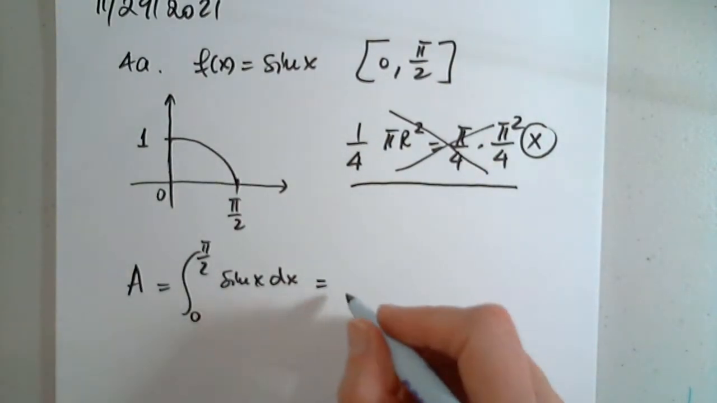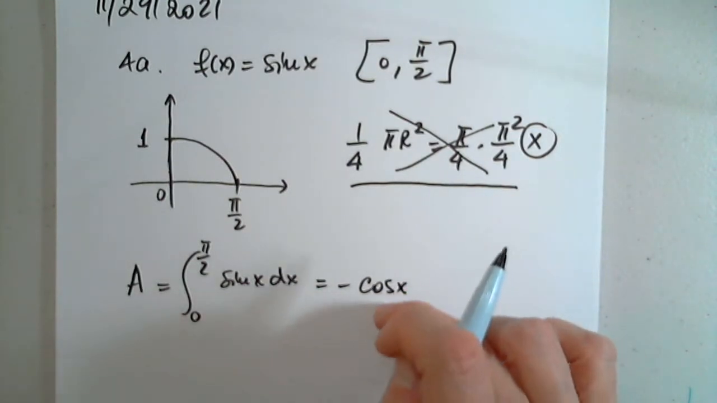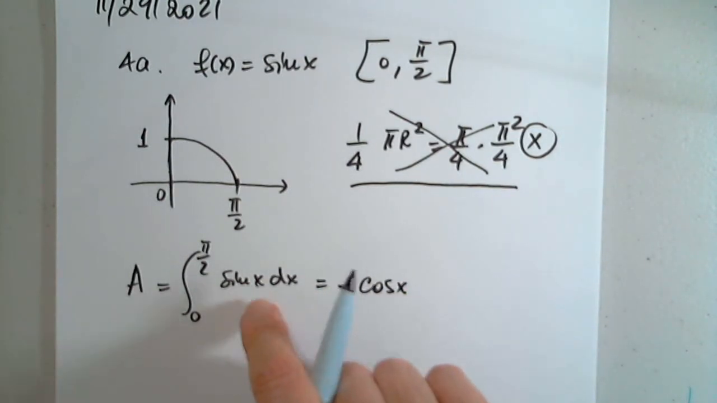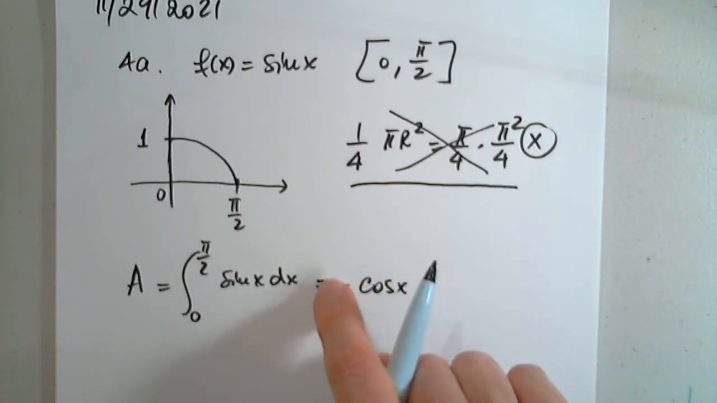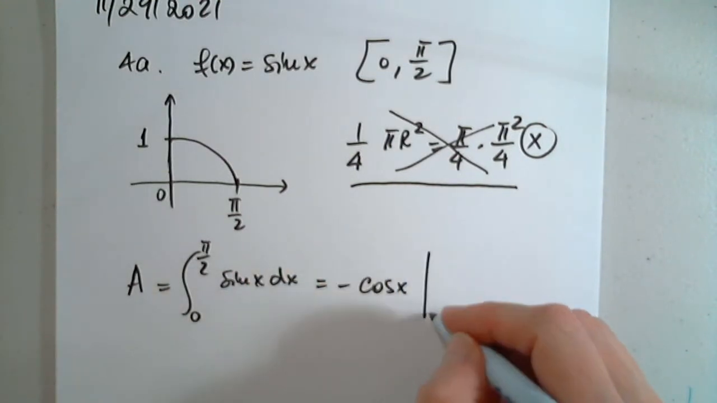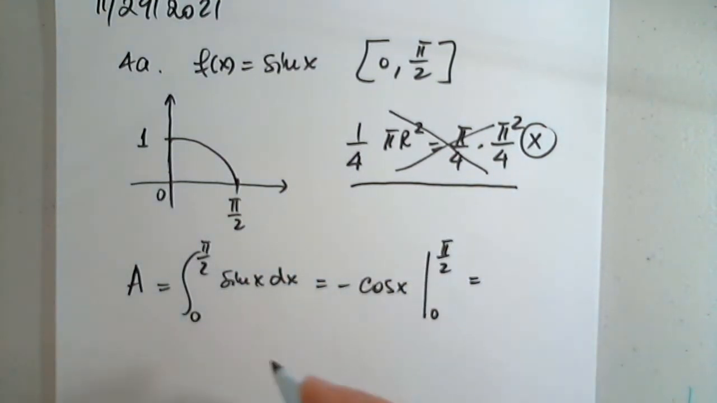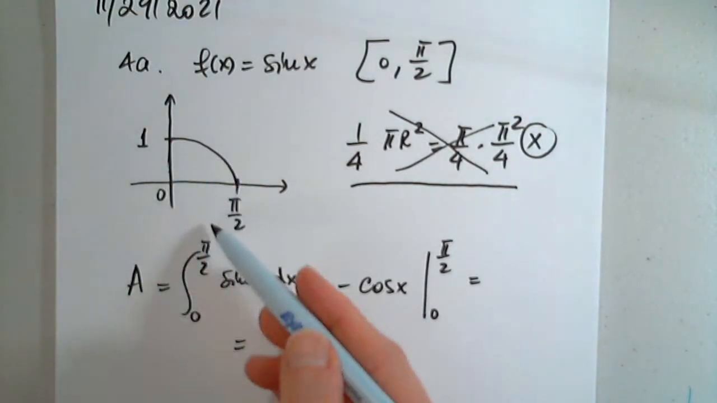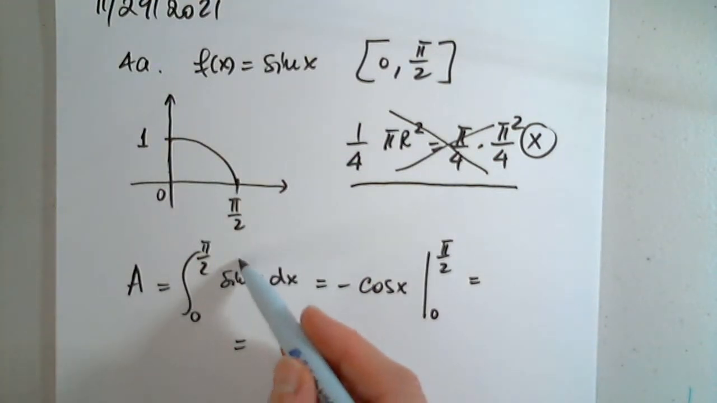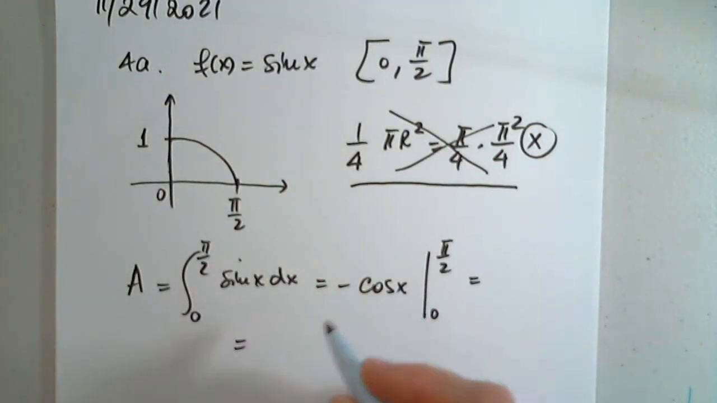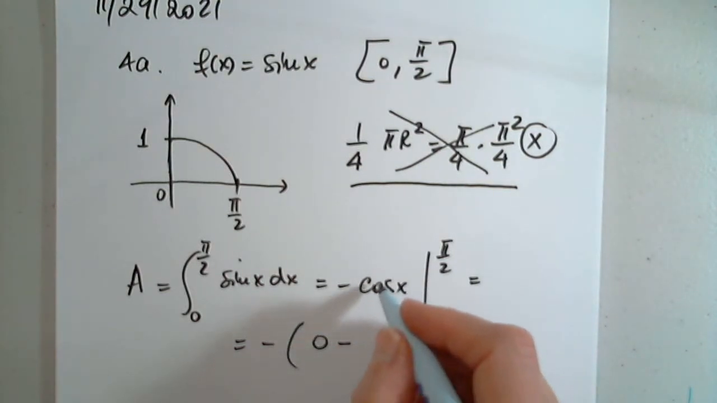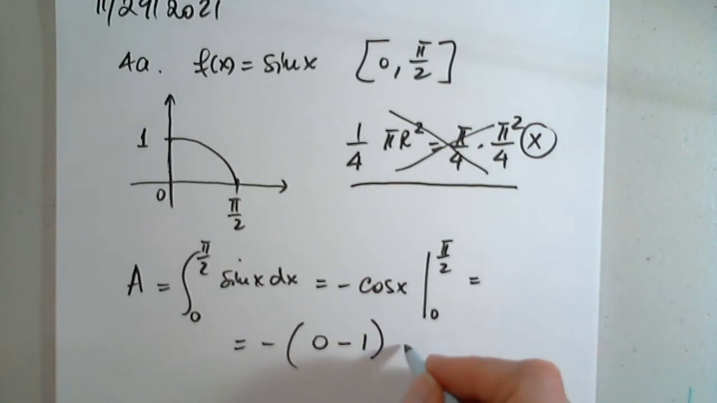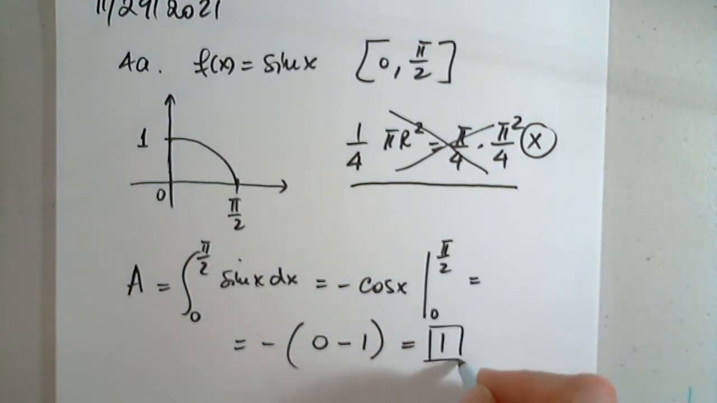So I know that negative cosine x is the antiderivative of sine, because when I differentiate this function, I get sine. And this will be from 0 to pi over 2. And by the fundamental theorem of calculus, of course, sine is continuous on this interval. I always have to check that. Yes, it is continuous. And I have negative cosine: I plug in pi over 2, which I know is 0, minus when I plug in 0, I know it's 1. So the exact area must be 1.